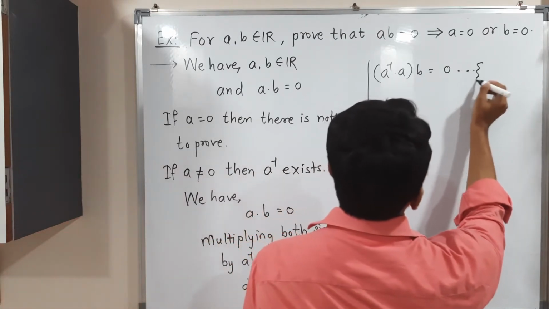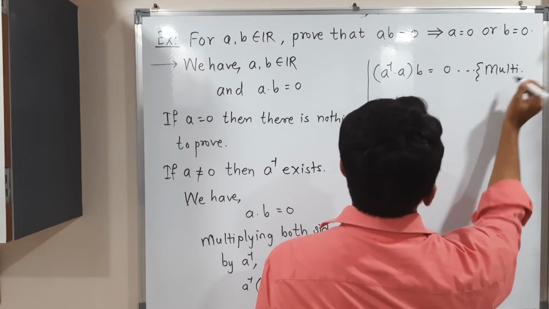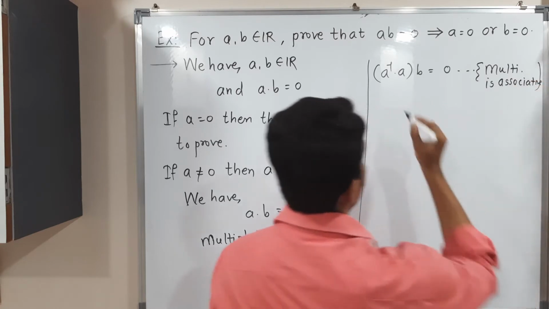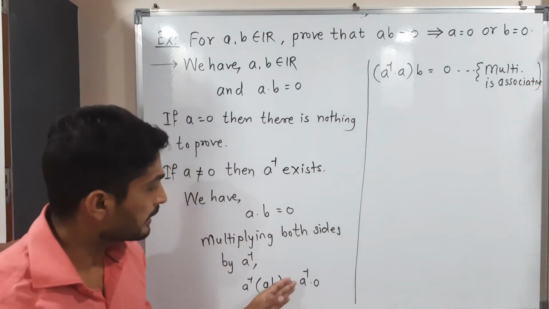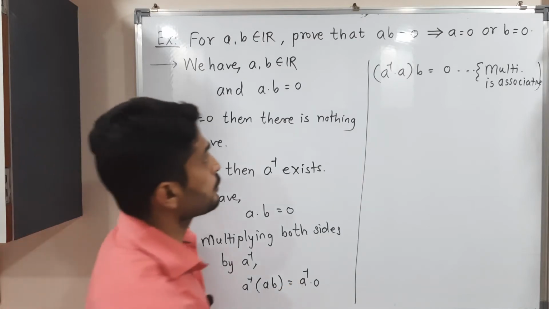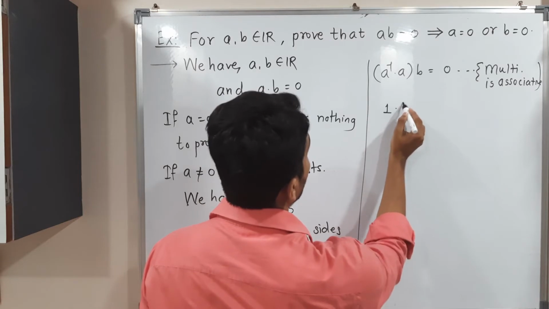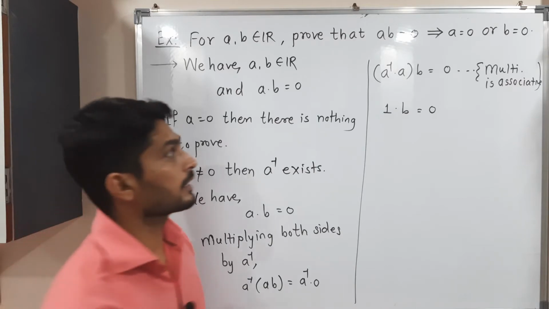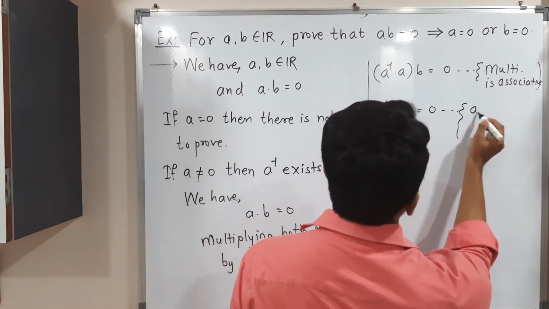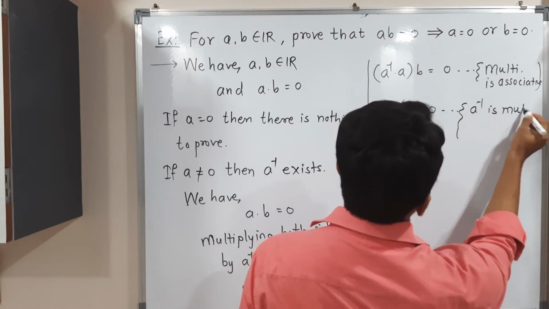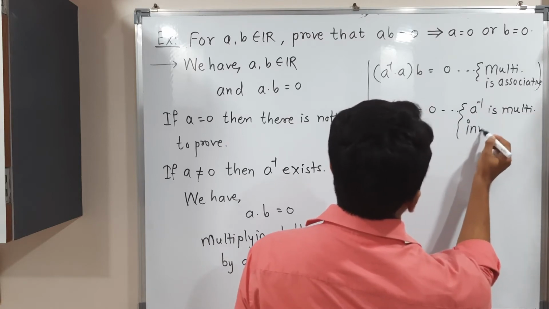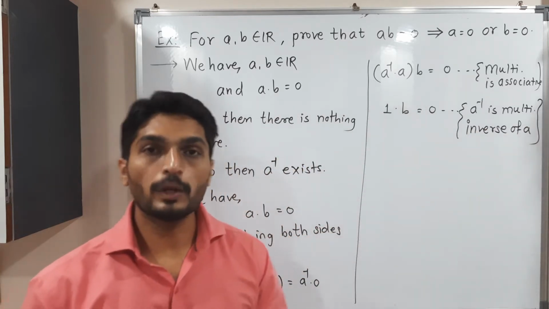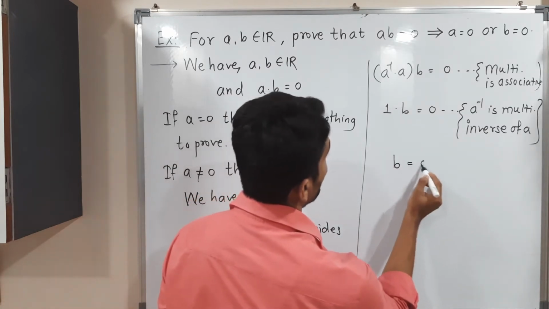I will mention multiplication is associative. So that's why we can consider these two terms. And 0 into anything is 0, we have proved it. Okay, let us go further. a inverse into a is 1. Tell me why? Because a inverse is the multiplicative inverse of a. So their product must be 1, and 1 into b is equal to b. So this is equal to 0.